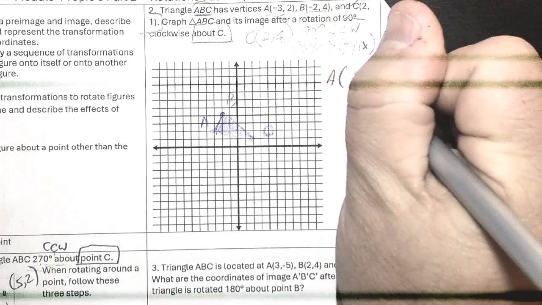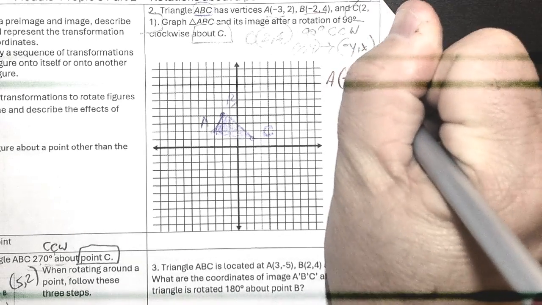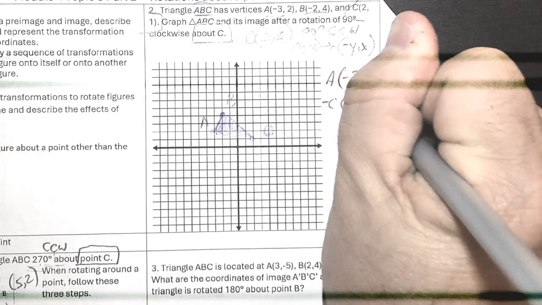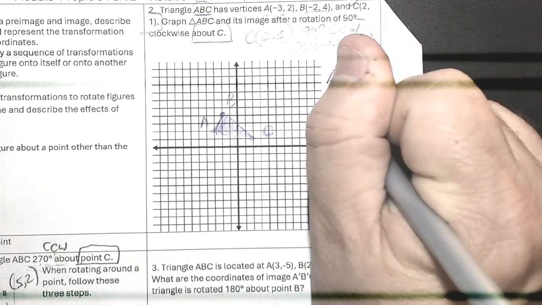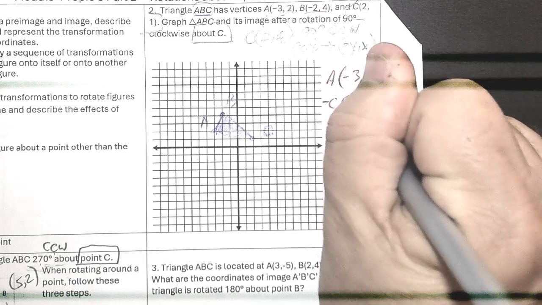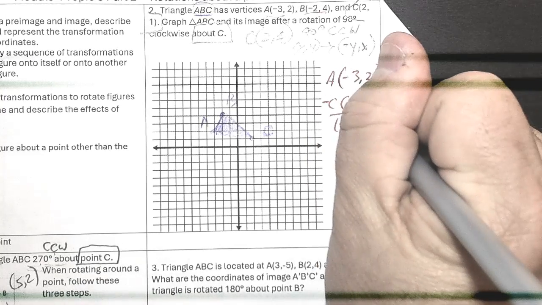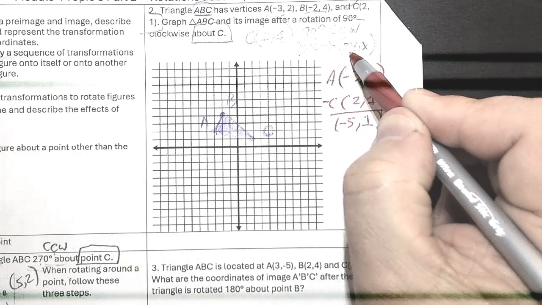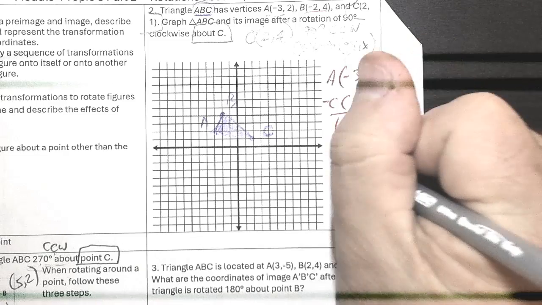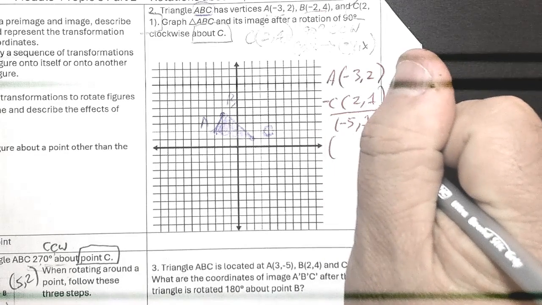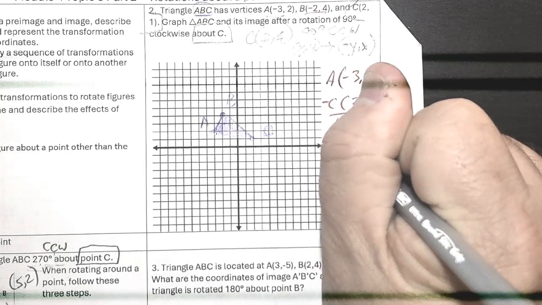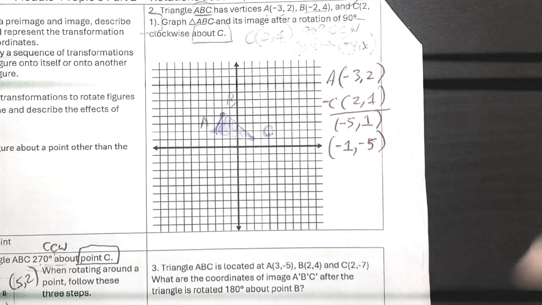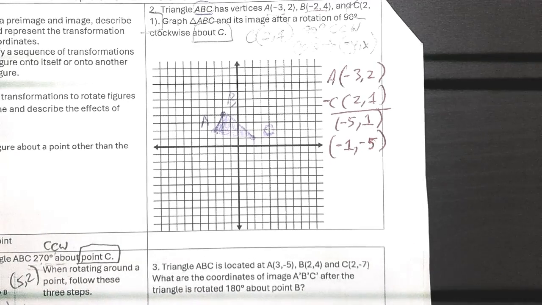That's where we're rotating about. So A is -3, +2. First we've got to subtract point C. C is 2, 1. -3 minus 2 is -5. 2 minus 1 is +1. So then x comma y becomes -y comma x. So if this is my y and it's going to be negative up front, then the -5 goes to the back. That was my x. It stayed the same. So we just moved it to the back.